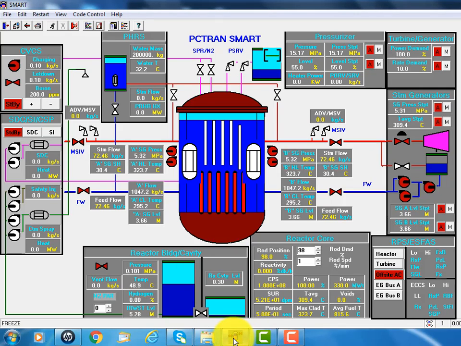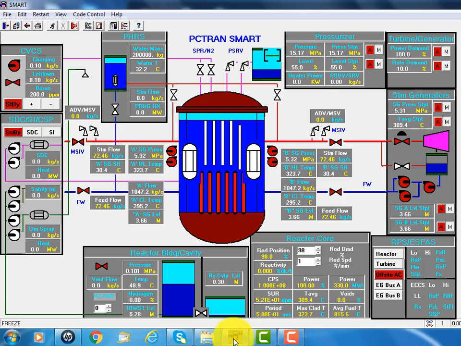I'd like to introduce to you PC-Train SMART. PC-Train is a nuclear power plant simulator, and SMART is a Korea Atomic Energy Research Institute (KAERI) designed small modular reactor. It is about the size of one-tenth of a large typical power plant.